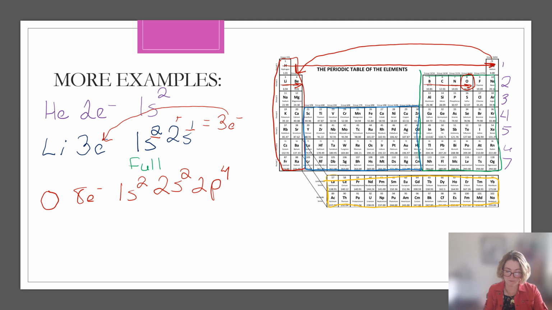And again, if I wanted to just double check and make sure that I have the correct number of electrons, I have 2 plus 2 plus 4. If I add all of those together, that gives me 8 electrons. Also want to point out that 1s is completely full. That first energy level is completely full. This will become important in a little bit.